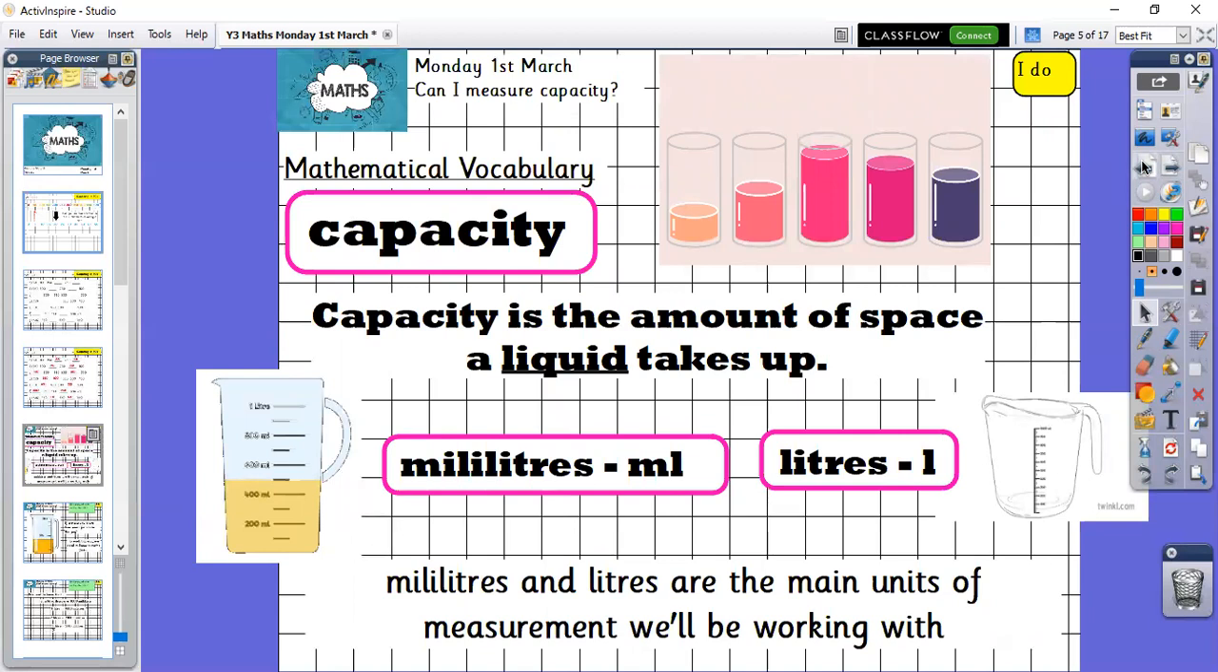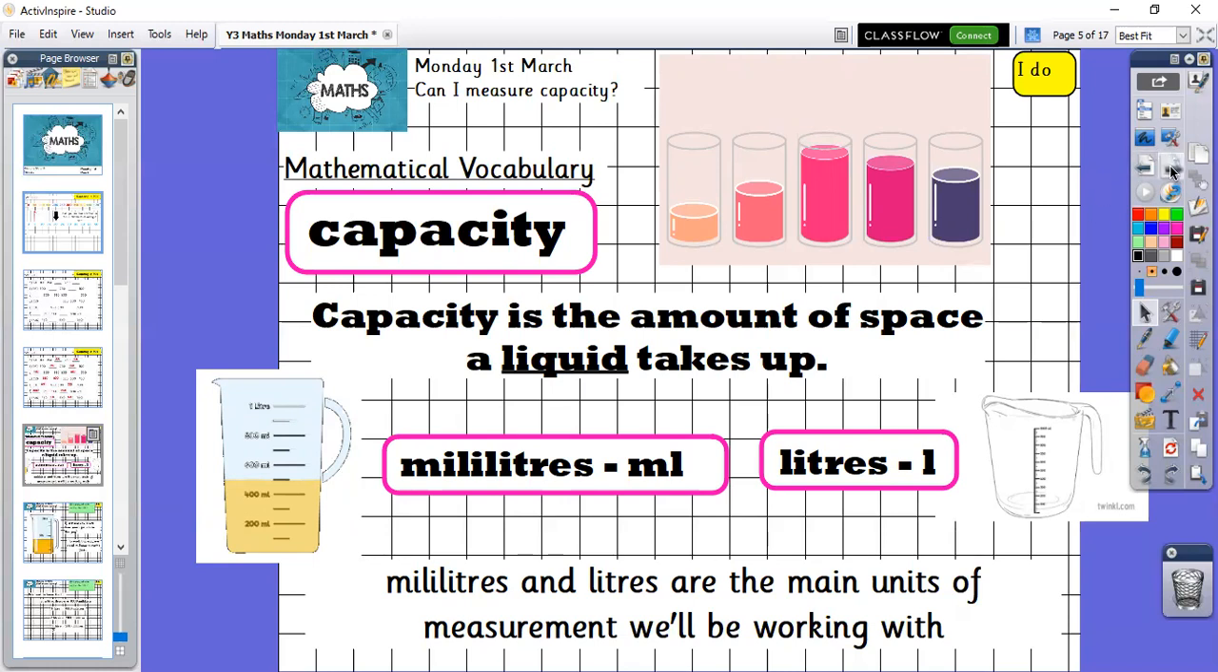So capacity is the amount of space a liquid takes up. You might also hear this as volume. So you might say, what is the volume? Or you might hear, what is the capacity of a container? Okay, and the main units we're going to be working in are milliliters and liters.